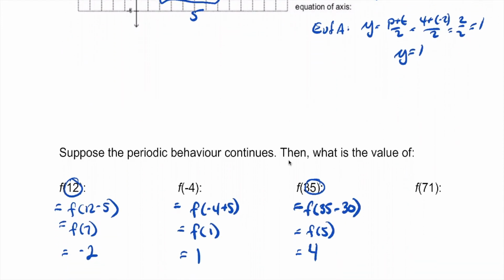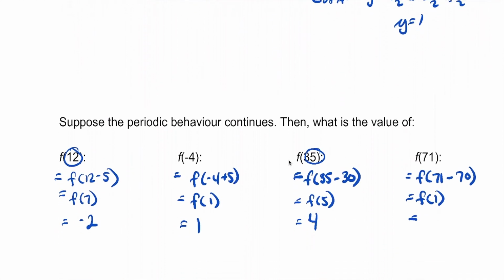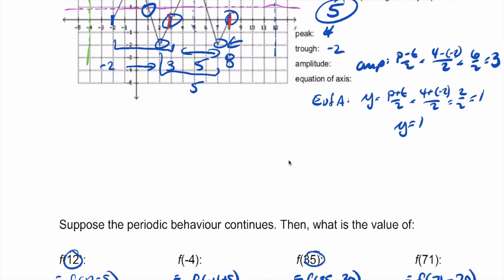Now we're going really extreme to the right, f of 71. So we're going to apply the same strategy here, in that I know that f of 71 is the same thing as 71 minus a multiple of my period. In this case, I'm going to choose 70 because I know that f of 1 is in my graph, and f of 1 I think we did already. Oh, it was the same as f of minus 4. In this case, it's 1. So that's how we could do a question like that.